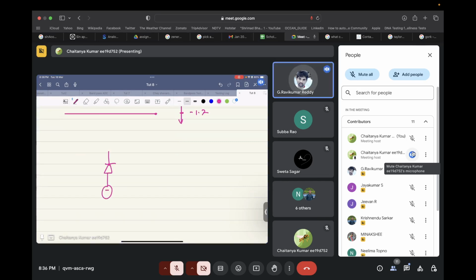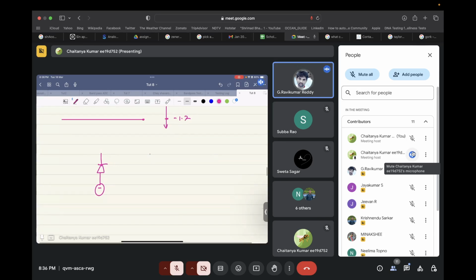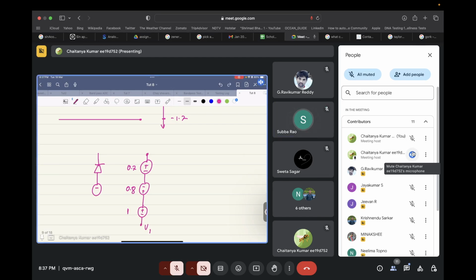Sir, you take three voltages and you apply KVL, sir. Yeah, correct. Okay, so let's say this is 0.7. This is, let's say, 0.8. Initially we don't use any negative sign over here. This is 0.8 and this is 1 volt. So this is Vi, this is V1, this is V2.